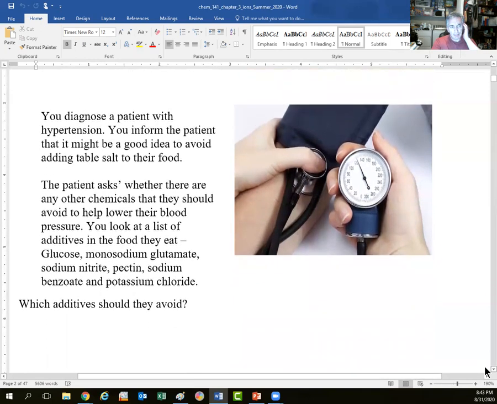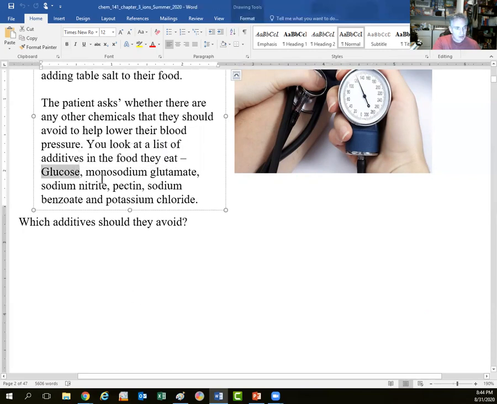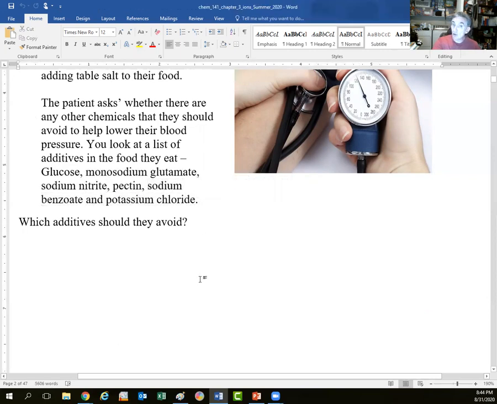Then later on, you've got a patient who is diagnosed with hypertension, and they ask for your advice on chemicals which they know are in their diet, chemicals which might be good or bad for their hypertension. And they want to know about things like glucose, monosodium glutamate, sodium nitrite, pectin, sodium benzoate, and potassium chloride. Some of these compounds have no effect on hypertension, but some are good at lowering it, and some are very good at raising hypertension as well. So which is which? We'll talk about that.